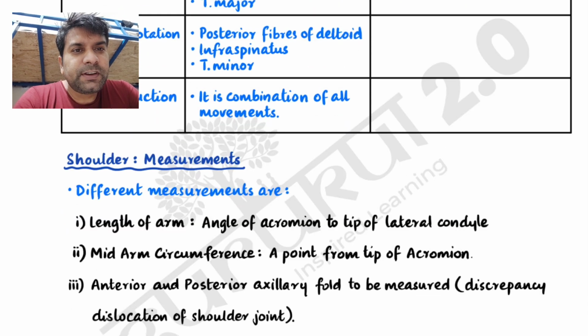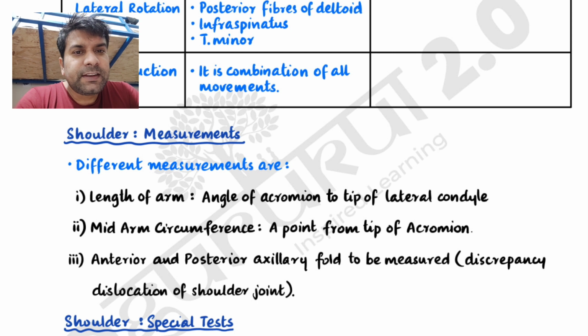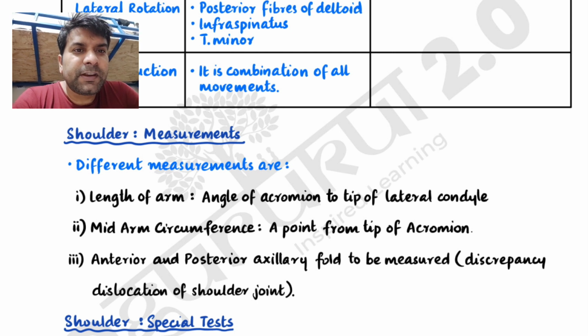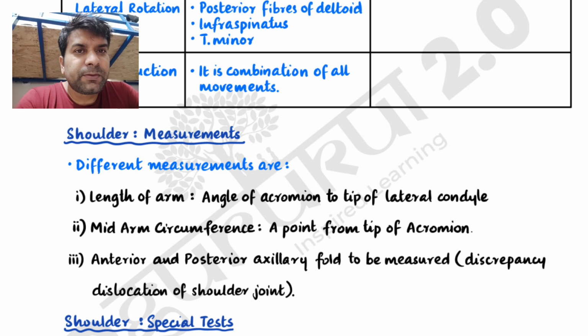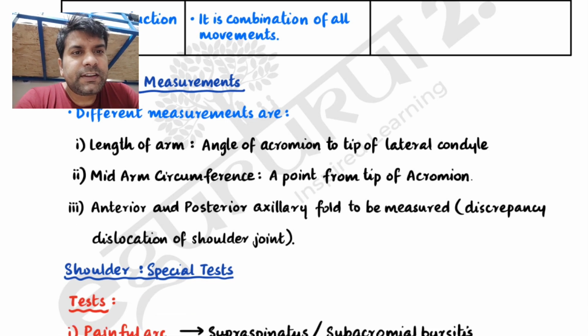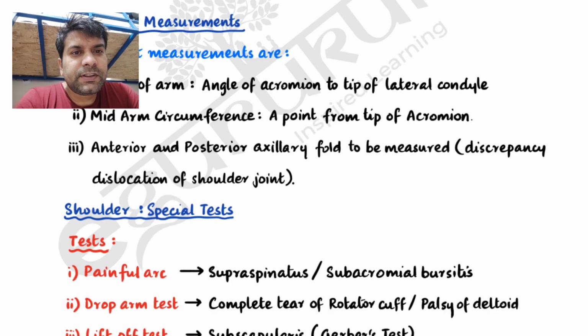Shoulder measurements: different measurements are length of arm, angle of acromion to tip of lateral condyle, mid-arm circumference, a point from tip of acromion; anterior and posterior axillary folds to be measured. Discrepancy suggests dislocation of shoulder joint.